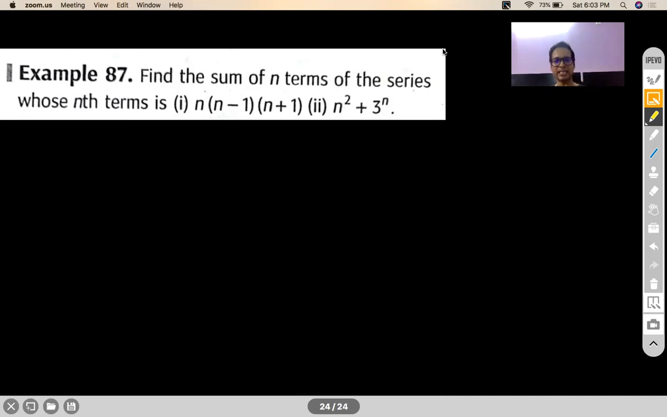Sum of n terms of a series whose nth term is given. Let's do the first one first. We'll talk about the second one a little later on. Just say done if you're done.